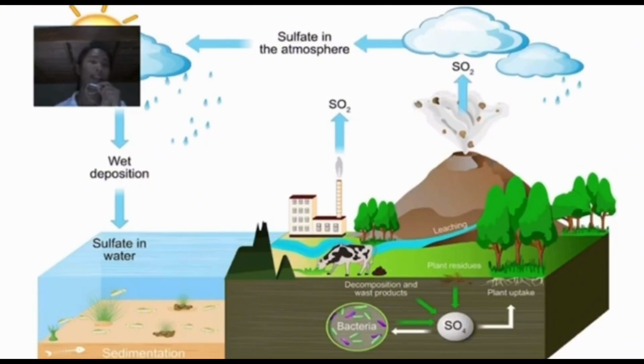When animals consume plants, the sulfur is moved through the food chain and released when organisms die and undergo decomposing processes, converting the sulfate into sulfides so they can be returned back to the atmosphere. So that is the sulfur cycle.